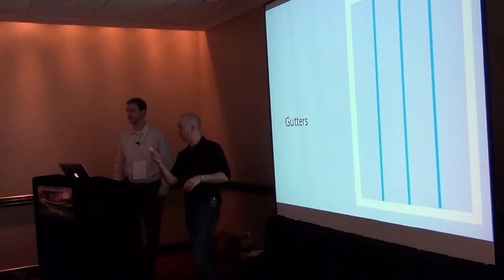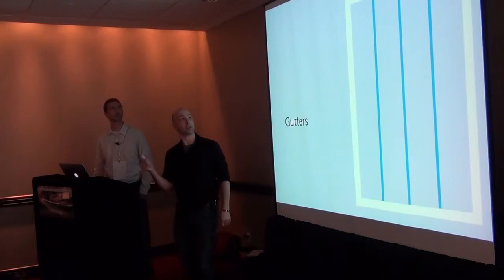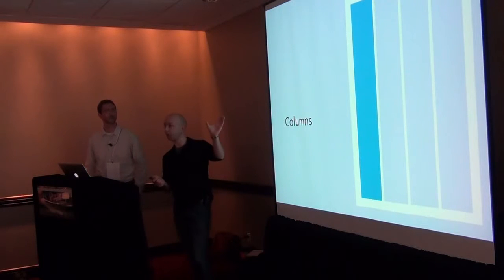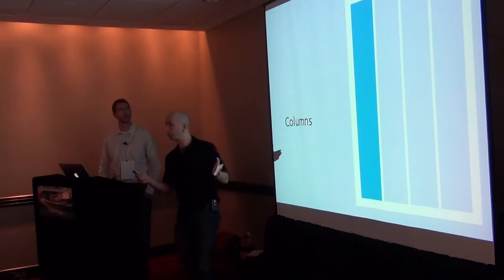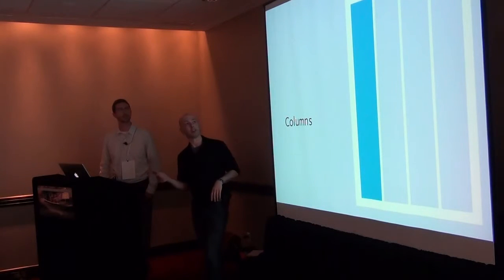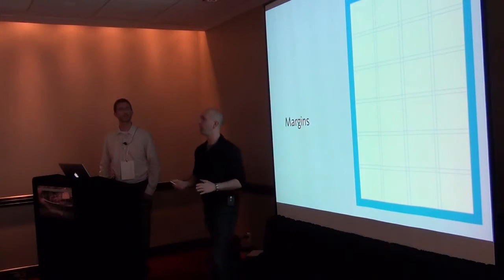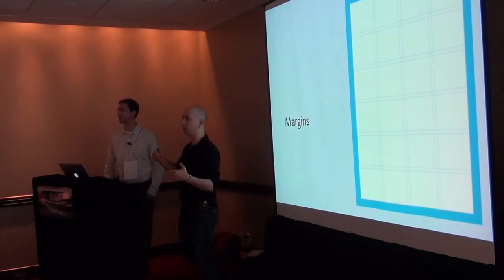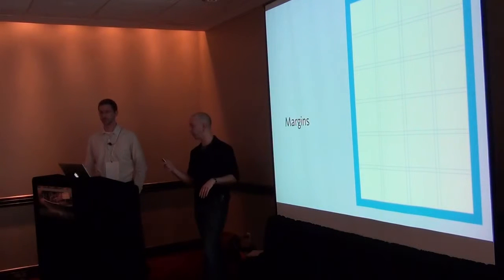Some other parts of grids are gutters. So columns specifically are those vertical columns. Your gutters are the spaces in between your columns. And then you also have margins, which is the space on the outside of your design, which helps to focus the eye inward and lets the users focus on that content. It gives you a dividing point straight in.